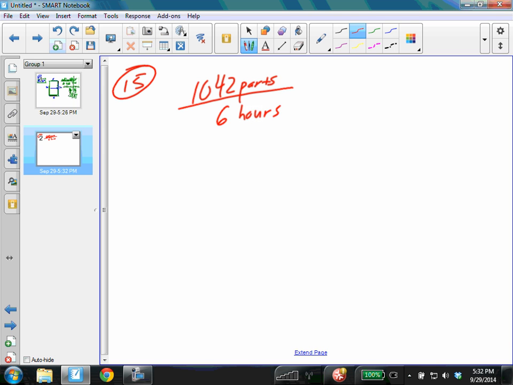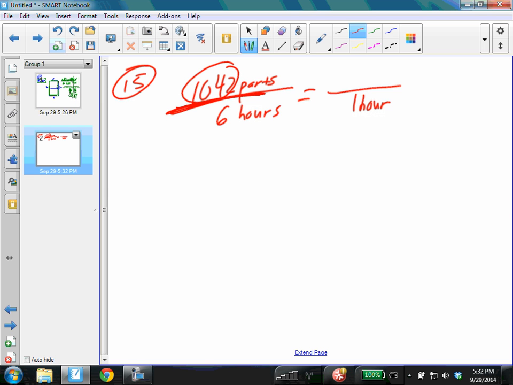10,042 parts per 6 hours, but this wants a unit rate. And if you remember, the special thing about a unit rate is it's over 1. Okay? Over 1. So if that's the case, you want to know how many parts are made in 1 hour. So all we got to do, this is a really simple problem. We just take our 1,042 and divide it by the 6 on bottom. We really just do what this says.